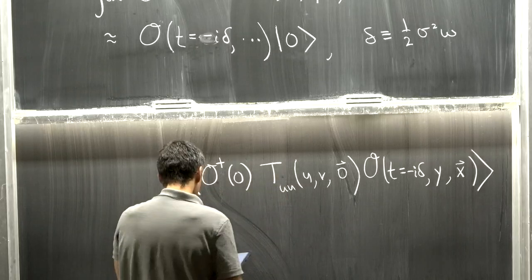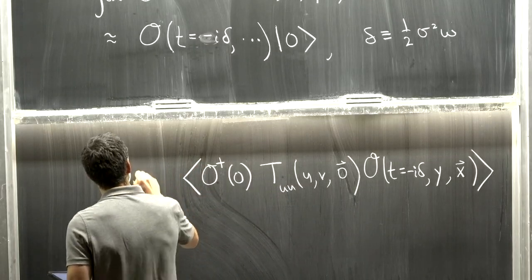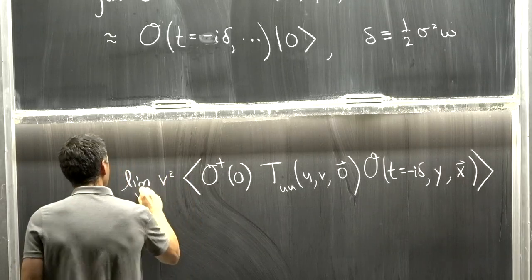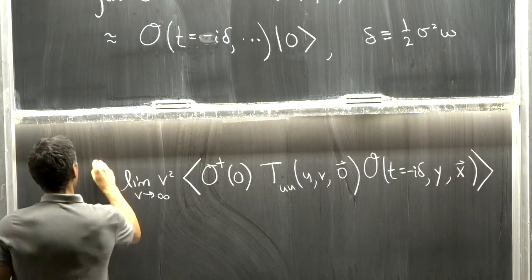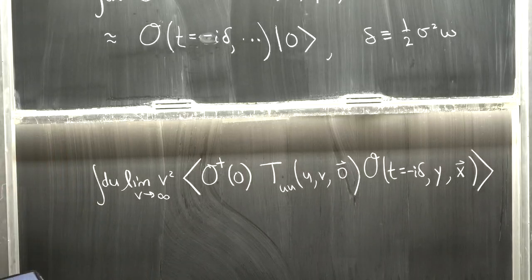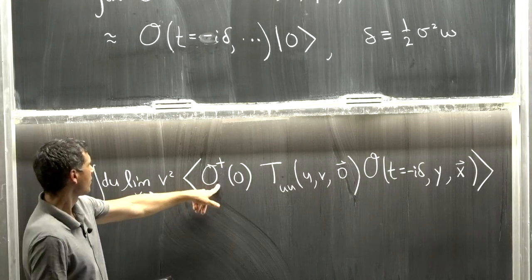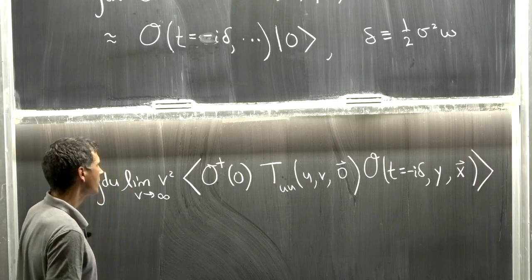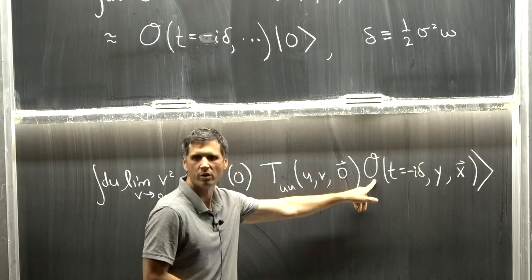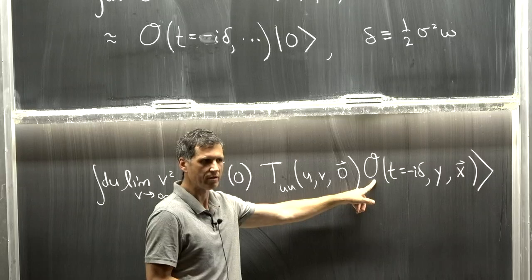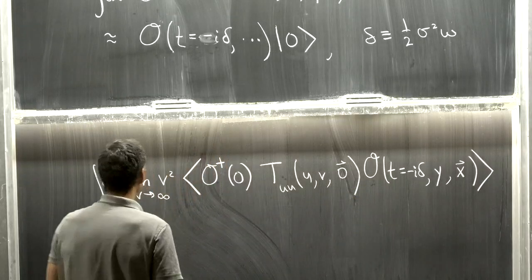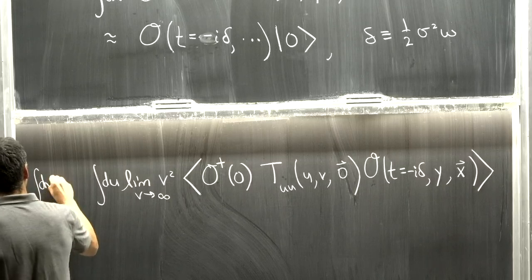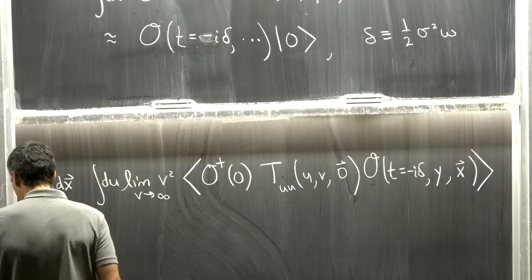Then we have our other operator, so let's turn that into an energy operator. To get an energy operator, we take V to infinity and we integrate dU. Okay, so we have an operator at 0, and we have an operator at infinity. That's our energy operator. And then we have to do the remaining smearing on this insertion of O in momentum space. So that is the integral dy dx.